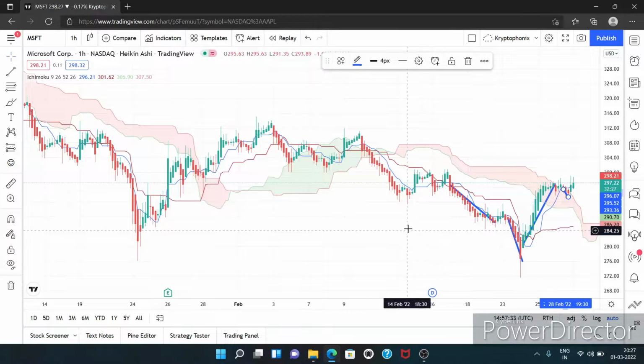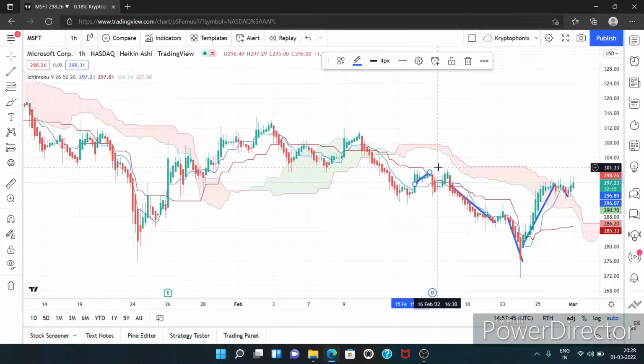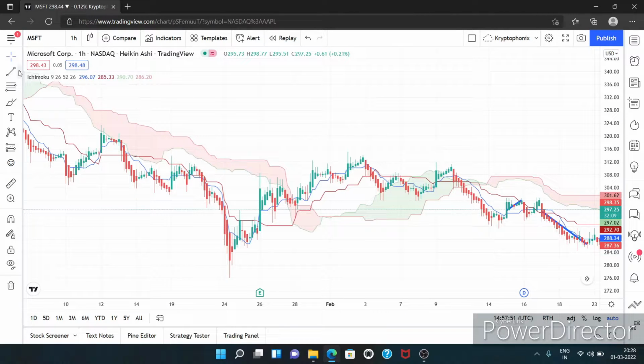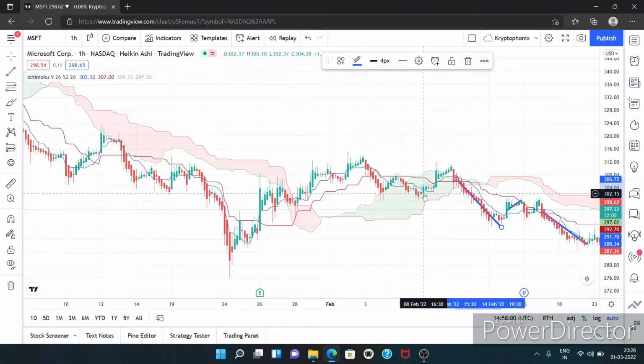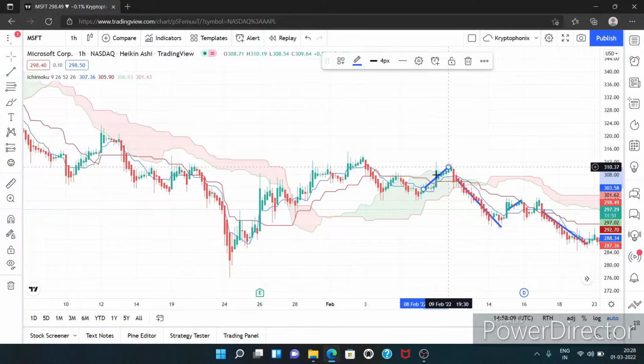Okay, further backtracking. If you look over this point over here, a candle closed above the blue line. From this point to this point, an up move was seen. If we see over here, a candle closed below the blue line, sell signal, down move. If you look over here, a candle closed above the blue line, signal to buy, up move. Also, no candle is giving a close below the blue line. All the candles are above the blue line.